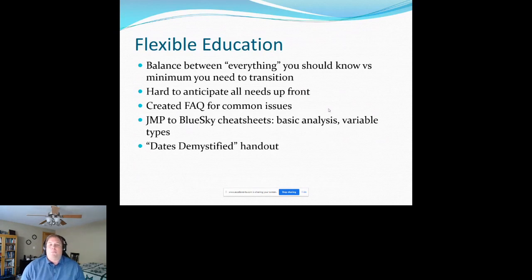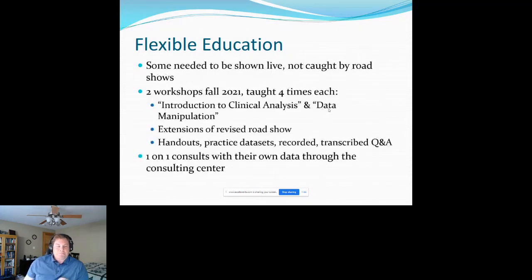We created some JMP to Blue Sky cheat sheets that basically had a table of: this is the task you want to do, how did you do it in JMP before, how do you do it in Blue Sky now, at a very basic level. We have 2 of those, how to do a basic analysis task and then translating the variable types. And we did a handout for what I call dates demystified because people were having problems with dates.